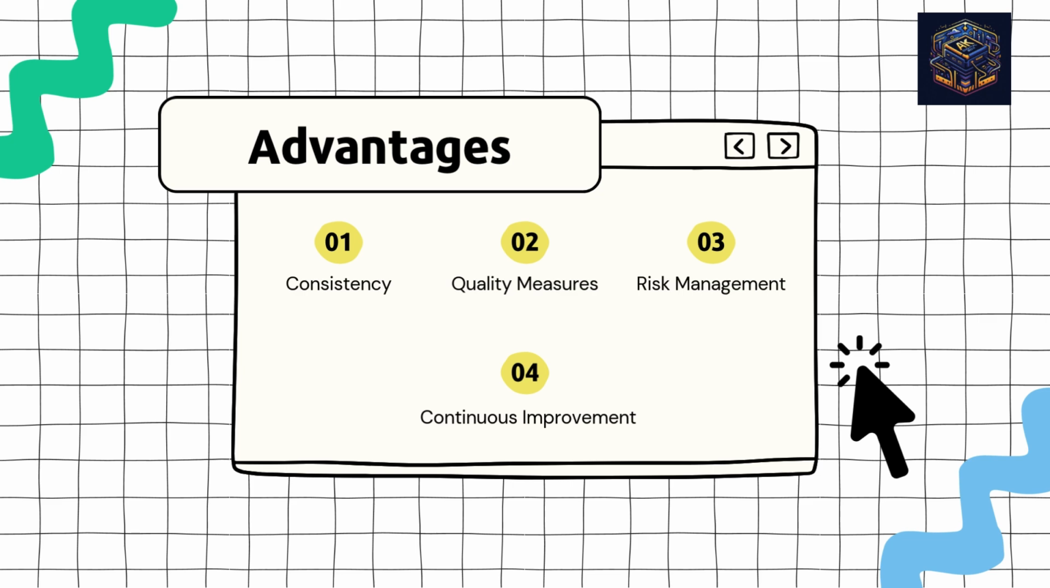In summary, by using process and control specifications, software development teams can achieve consistency, high quality, better risk management, and an ongoing cycle of continuous improvement.